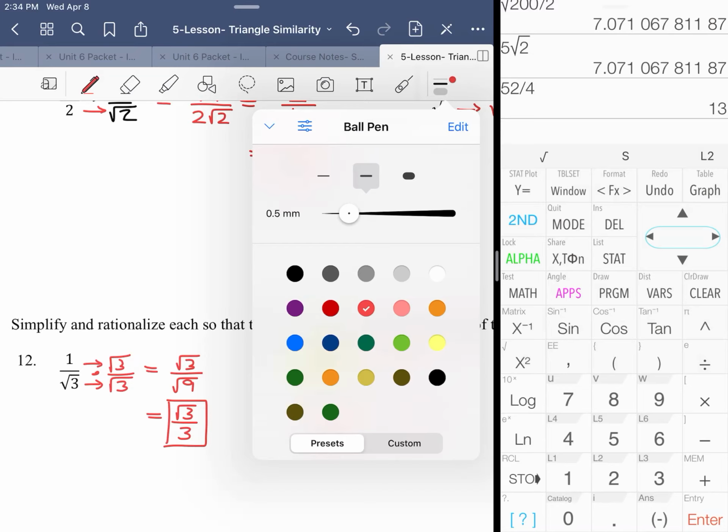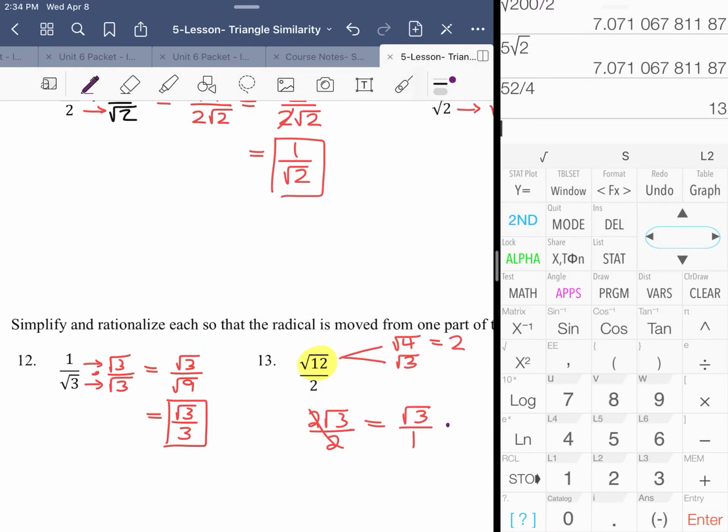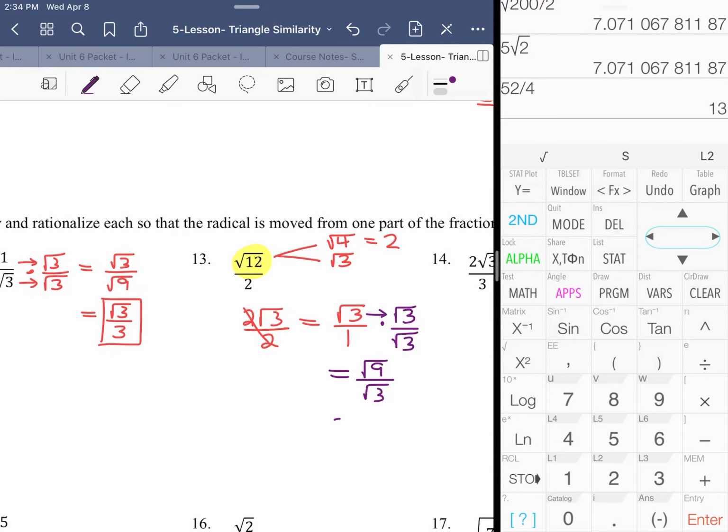Let me change the color up here. I'm going to go, oh, okay, purple. Yeah, that sounds good. So I'm going to multiply top and bottom by the radical 3. Radical 3 times radical 3 is radical 9 over radical 3. So 3 over radical 3.